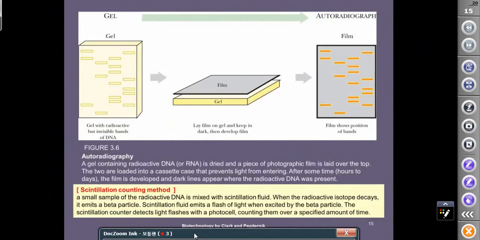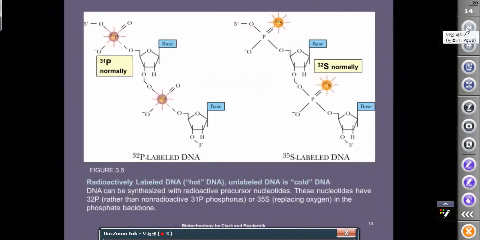For example, if you label a certain DNA here, then you will be able to see this DNA band. Otherwise, you won't be able to see where it is. So labeling DNA is important in that sense. So how do you label the DNA? There are three methods. Or there are more methods, but the most important ones we are going to discuss here are three different methods. First one is radioactive labeling.